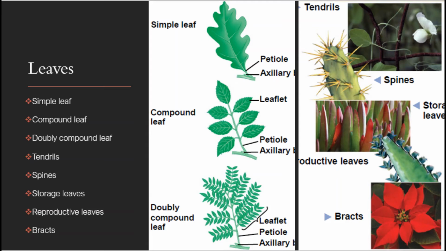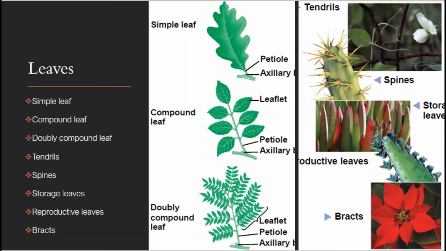The next is storage food. So this is like aloe vera, where they're full of water and nutrients. So we have storage leaves, and then we also have reproductive leaves, and these are adventitious plantlets. The little parts of the leaf that we see here will fall off, and then that helps with reproduction. And then the last is bracts, and these are just kind of the pretty leaves we see on flowers.